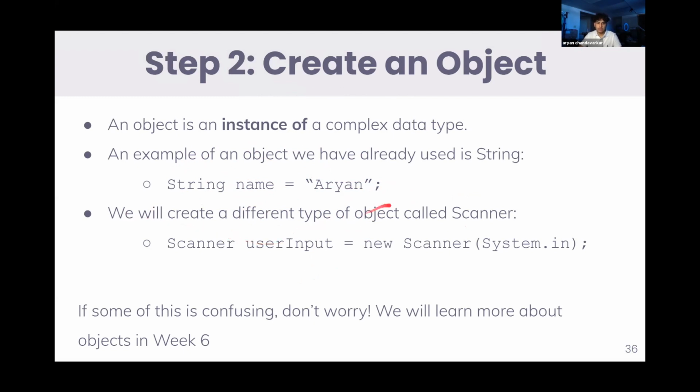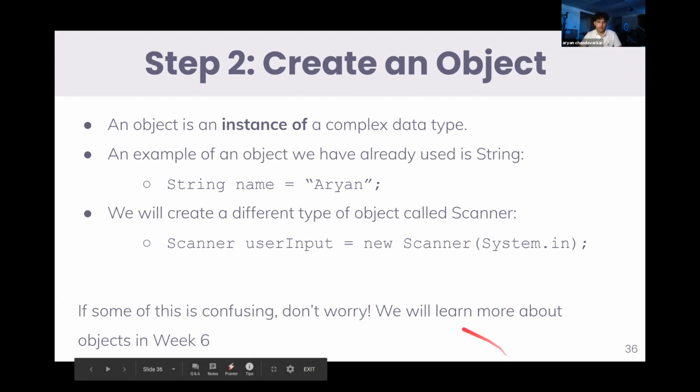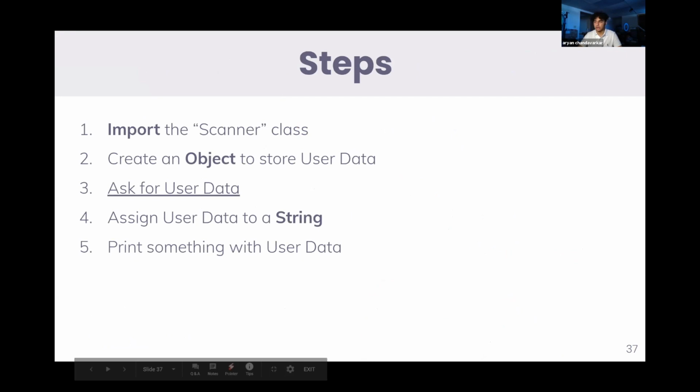So we're going to create a different type of object called scanner. In this case, the object is user input. We're going to create an object that is a scanner, and we create a new scanner and system.in. Now, we type in system.out.println whenever we want to print something, and that does something called output, which, as I said, is when we receive information from the computer. Here, system.in means that the computer is going to receive information from us. So it's going to allow us to type into the console, which we'll go over. And again, if that's a little bit confusing, don't worry.